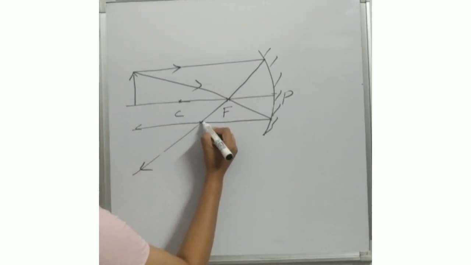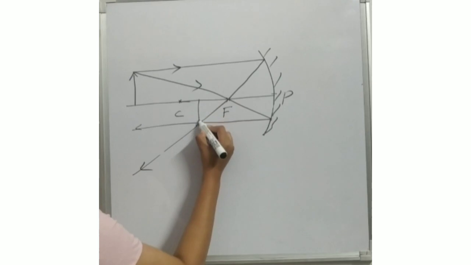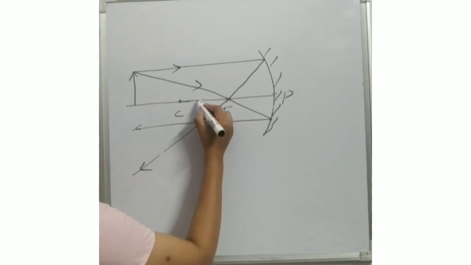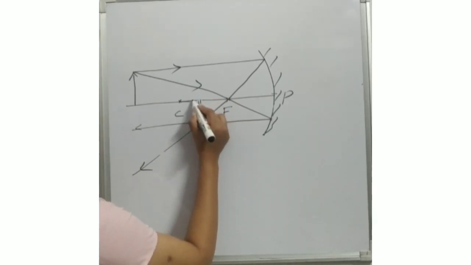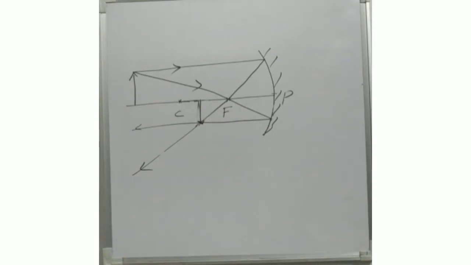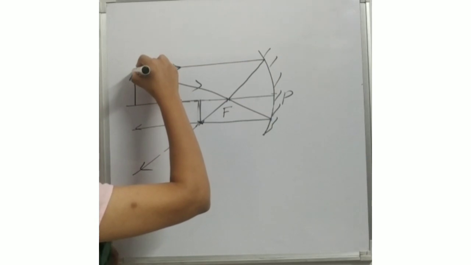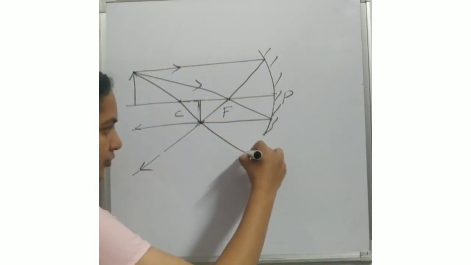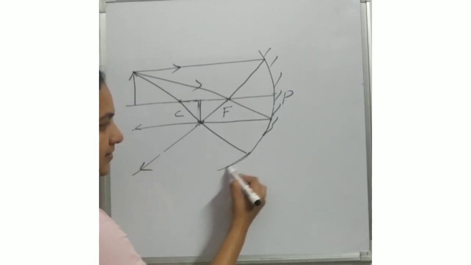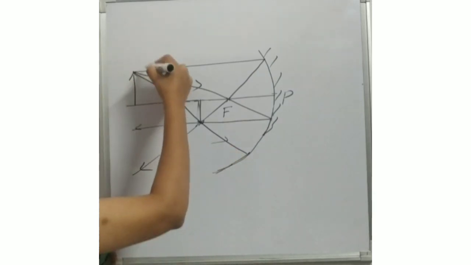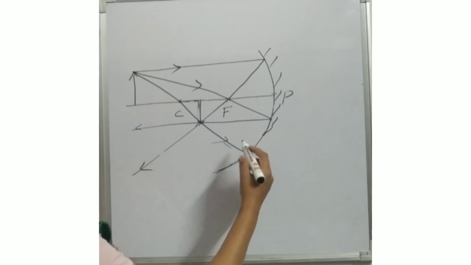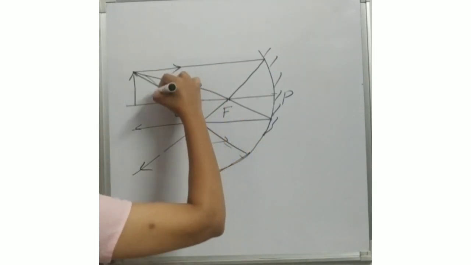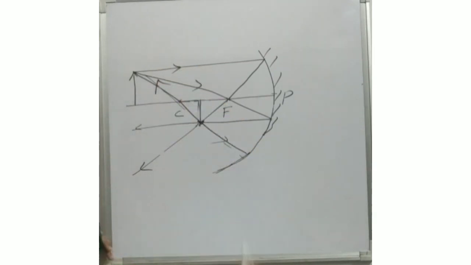Okay, so here we got the image by taking the two rays. Now, if we take the other two rays also, what will happen we can see. If a ray comes through C, how should it reflect? As it is, it will follow the same path. Again, it will pass through the image.